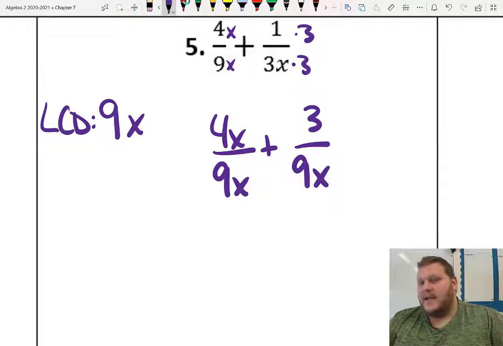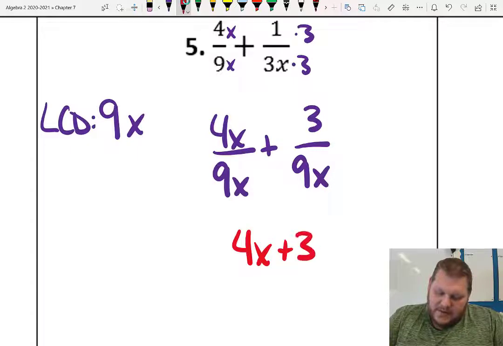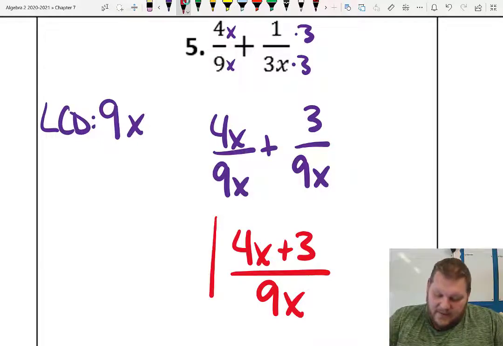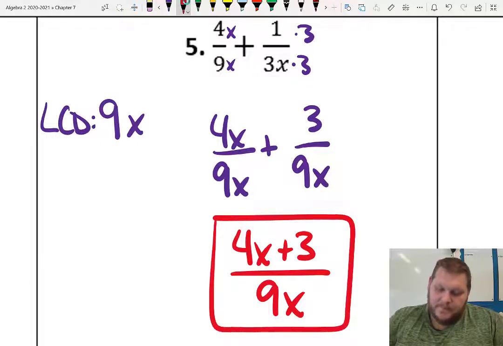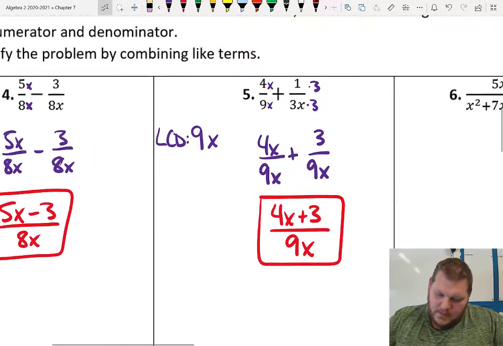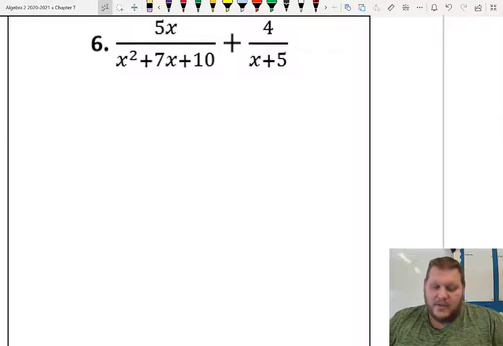So 4x over 9x plus 3 over 9x. When I add those together, I end up with 4x plus 3 all over 9x. Again, there's nothing that I can factor out there, so that is my final simplification. Okay, next one here. For number 6, we have 5x over x squared plus 7x plus 10, plus 4 over x plus 5.